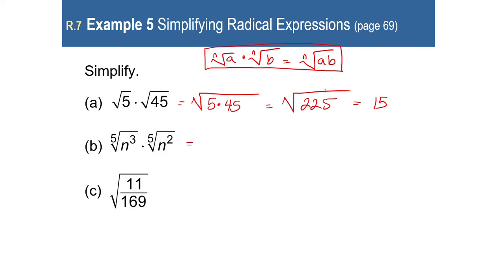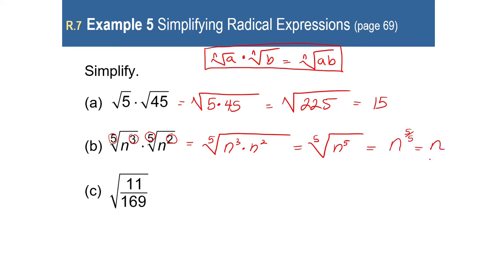For part B, we'll use the same process. The indexes are the same, so we can combine it into one big radical. We have n cubed times n squared on the inside. Now what do we do with the exponents when we multiply these two? We have to add them. This is the fifth root of n to the fifth. And this simplifies to n raised to the 5 over 5, or it's equal to n.